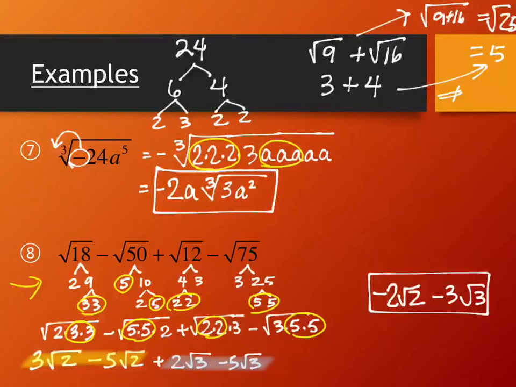Why can't I combine those two together? They have different radicands. Same indexes, right? They're both square roots, but one of them is square root of 2 and one of them is square root of 3. So I can't combine any further, so I'm stopped at that point.